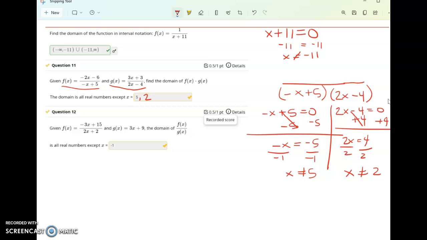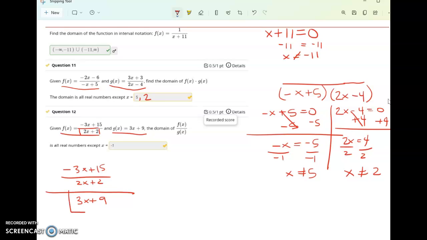Next, we have f of x divided by g of x. So we have our f of x function and we have our g of x function. So we're going to have this f of x, negative 3x plus 15 over 2x plus 2, and then over the g of x function, which is 3x plus 9. So we have this original denominator right here that we need to worry about, but then because of the new function that we're creating, we also have this denominator. And so we have to take both of those into consideration, or if we want to look here, the 2x plus 2 and the 3x plus 9.